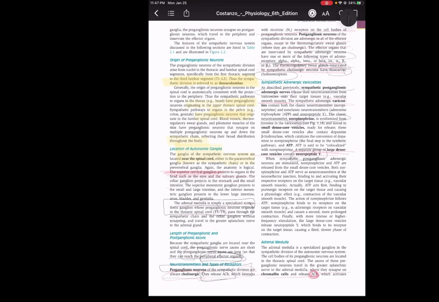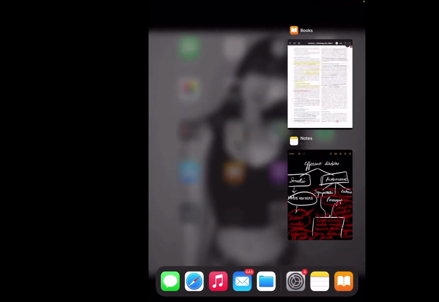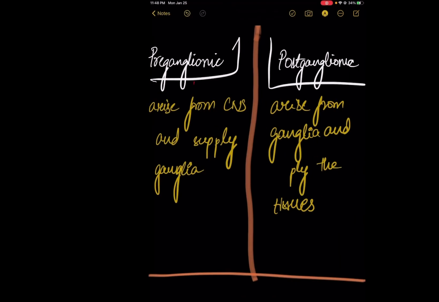Then, when sympathetic postganglionic adrenergic neurons are stimulated, norepinephrine and ATP are released from the small dense core vesicles, so both norepinephrine and ATP. So, guys, if you're getting confused between preganglionic and postganglionic, because here they have been using these terms, let me explain this. It can make things easy. So here it is, preganglionic and postganglionic.